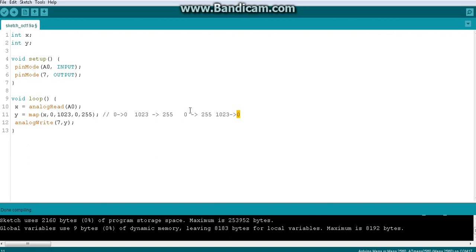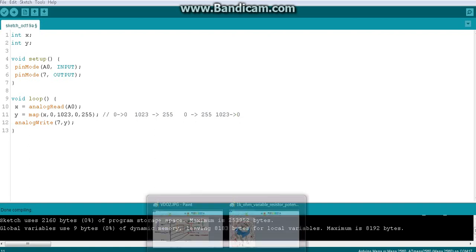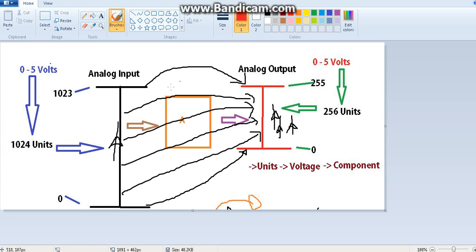minimum output. So when we are giving a 0, that means the variable resistor is at the minimum point, the LED should be at the maximum brightness. When the variable resistor is at the maximum point, the LED should be at the minimum brightness. That means it should be fully off, the lowest off position.